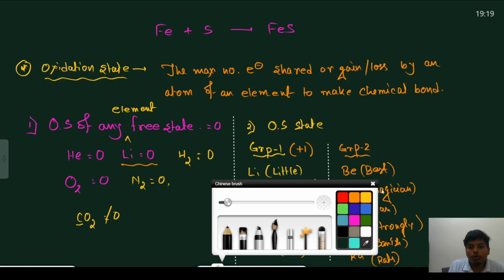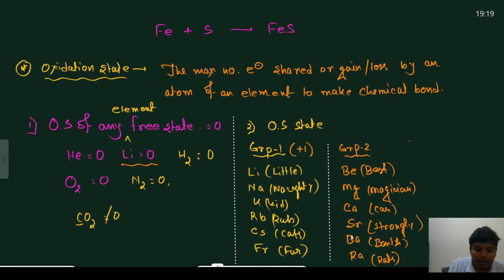Okay. So group 2 elements means beryllium, magnesium, calcium, strontium, barium, radium. When they are combined with something, their oxidation state is always +2. Clear?